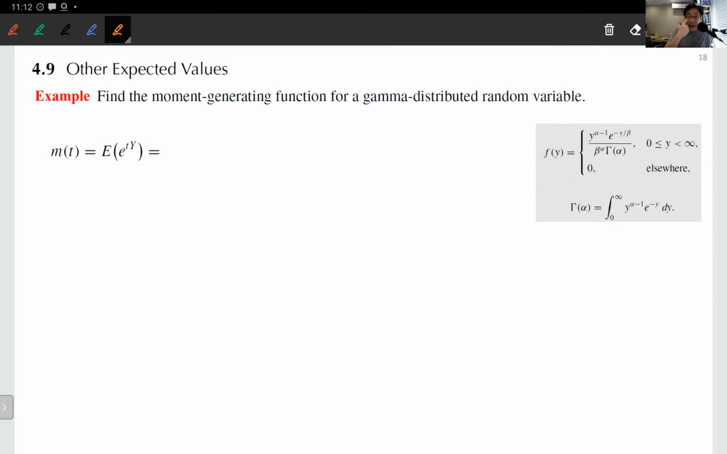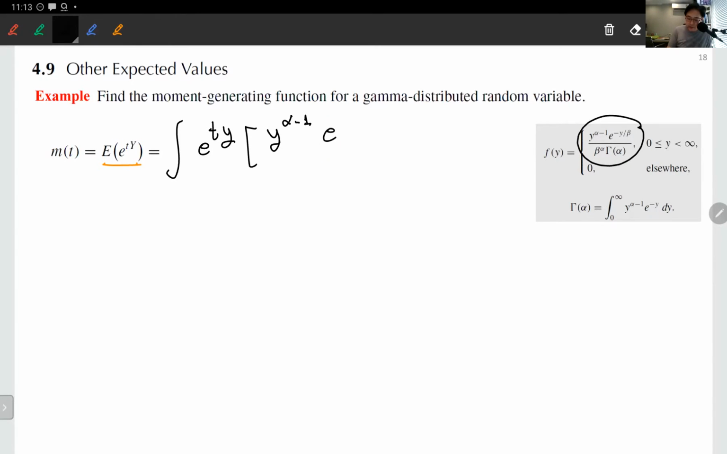Okay, all right. First of all, I already got things started for you. When you want to find a moment generating function, you have to figure out the expected value of e to the ty. Squeeze it in, e to the ty, and take the whole density function of the gamma distributed random variable and plug it in there: y to the alpha minus 1, exponential to the negative y over beta, over beta to the alpha and gamma of alpha. Do the integral everywhere. And the everywhere in our case is only positive for the gamma. There's nothing defined for the negative values of y.